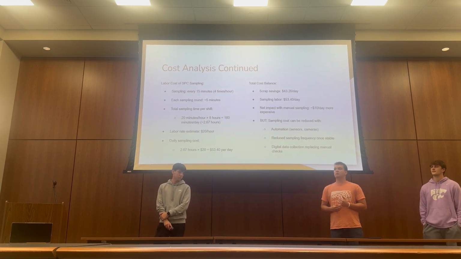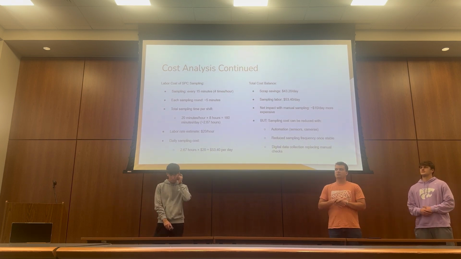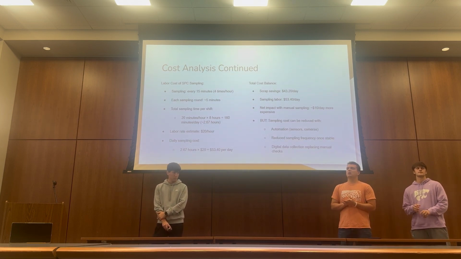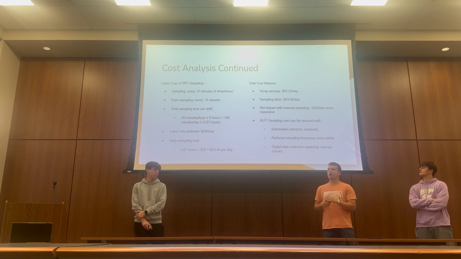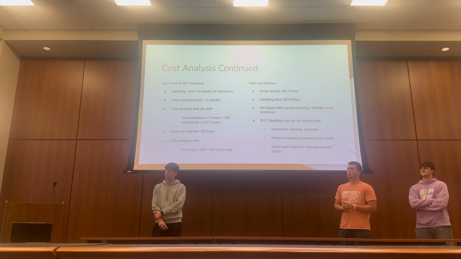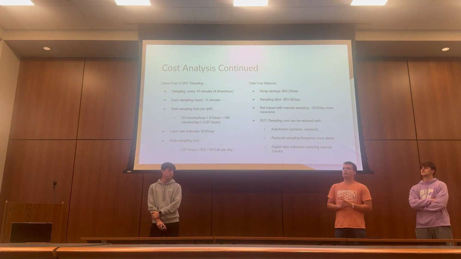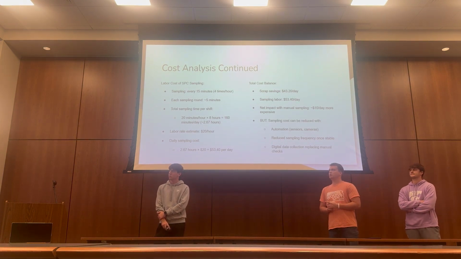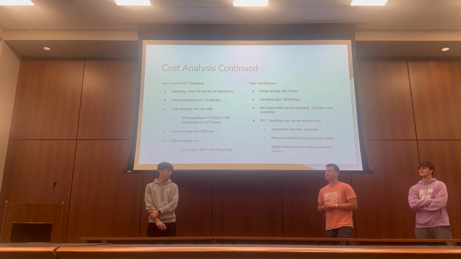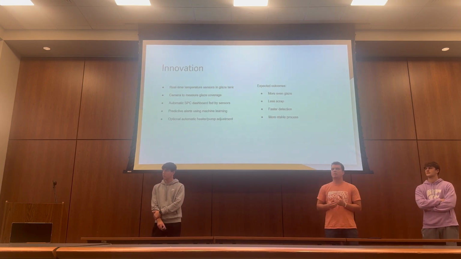Looking at our cost analysis, continuing on, our labor costs from SPC sampling: we sample every 15 minutes, which is 4 times an hour, and we estimate that it takes approximately 5 minutes per round of sampling. Totaling, it's about 20 minutes per hour, over 8 hours, 160 minutes every day. We estimated our labor rate at $20 per hour, which comes out to a cost of $53.40 per day in sampling cost. With our total balance coming to $10 per day more expensive. However, we do believe the sampling cost can be reduced with automation, reduced sampling frequency, as well as digital data collection, which replaces that manual check.